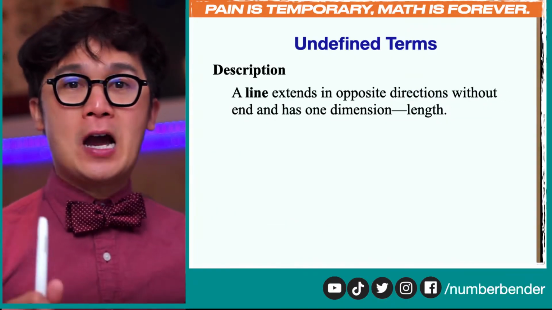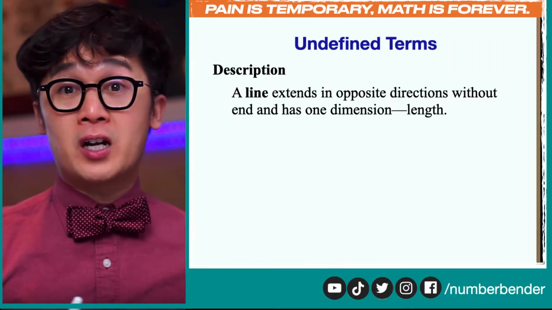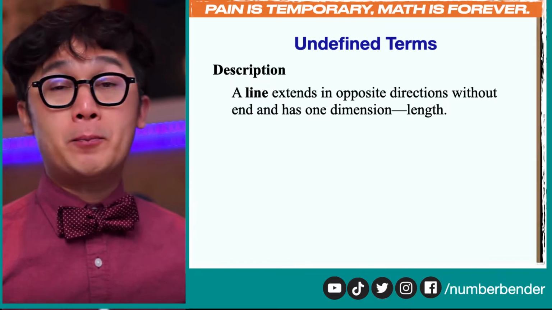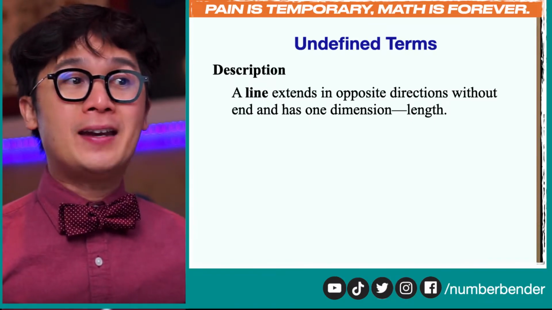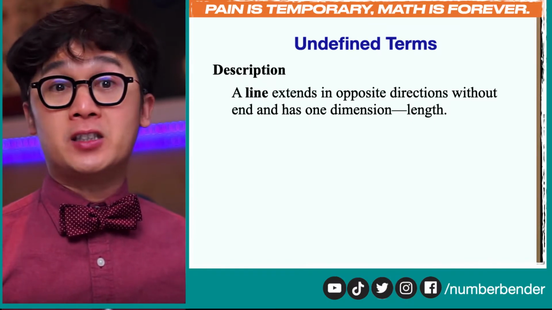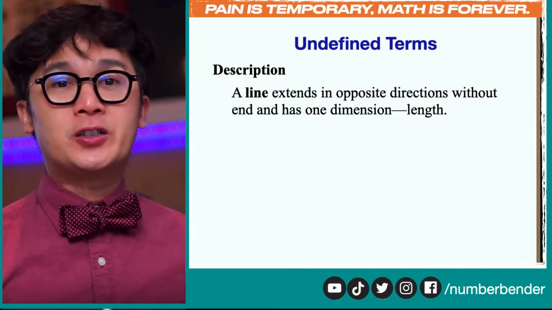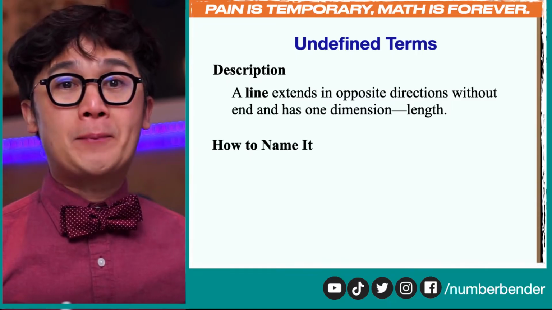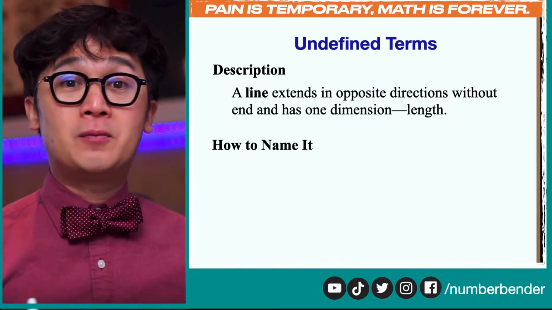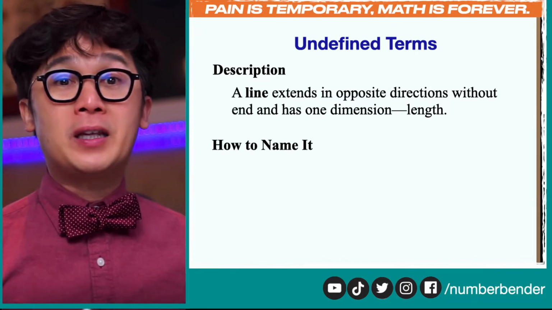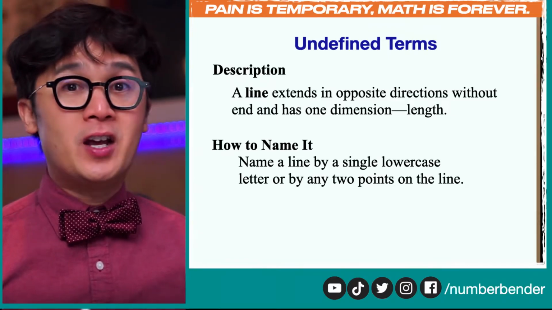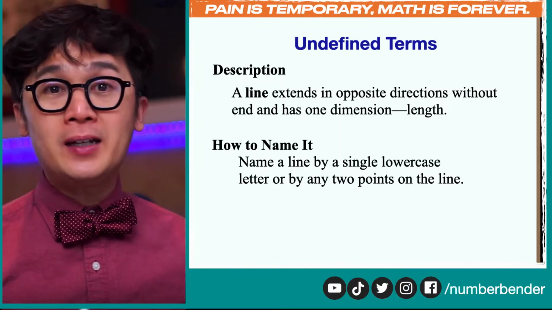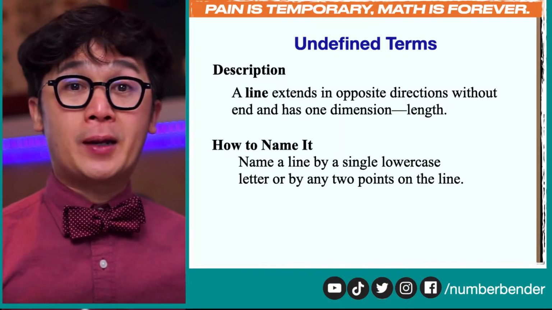So let's now define a line, which is another undefined term in geometry. So a line, in this case, extends in opposite directions without end and has one dimension, and that is the length. So how do we name a line in geometry? So if we use a single capital letter for a point, for a line, we'll be using two capital letters. So we name a line by a single lowercase letter or by any 2 points on the line, which are the two ways on how we name a line.